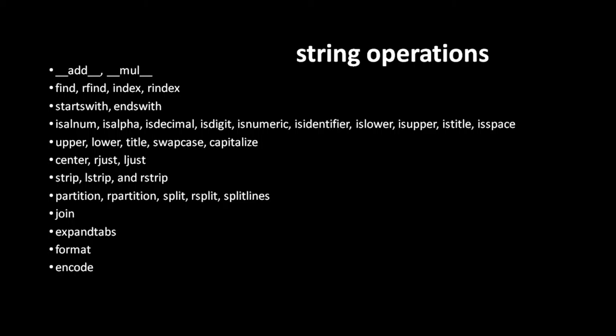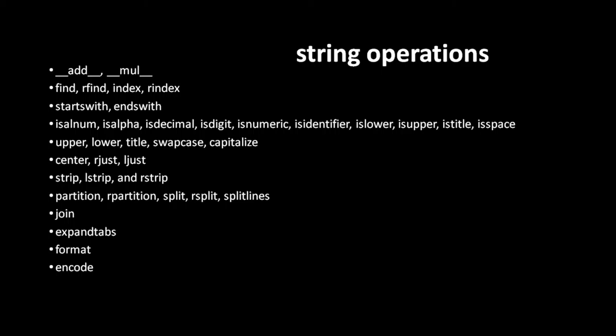The methods strip, lstrip, and rstrip are about removing leading white space or trailing white space at the start of the string or at the end of the string. L and R here stand for left and right, so the lstrip method will just remove the white space at the start of the string, and rstrip will remove just the white space at the end of the string.